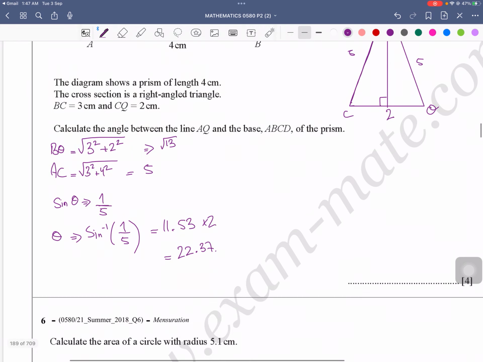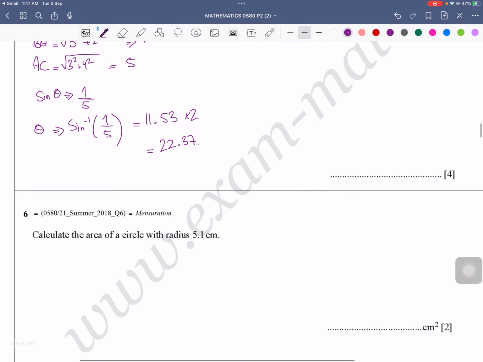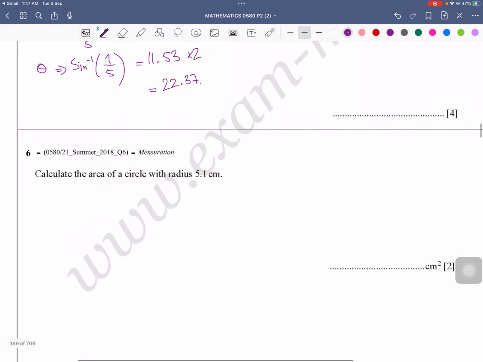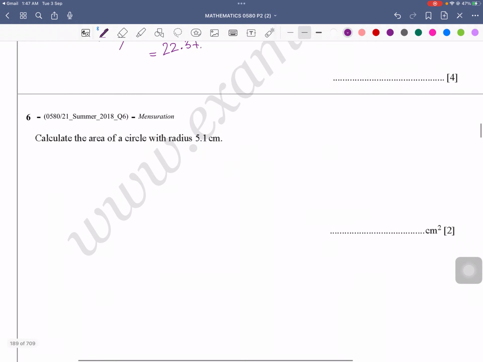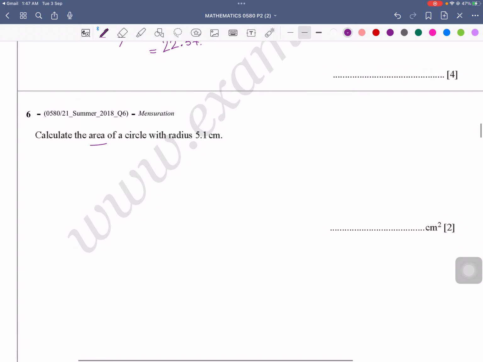Let's move on. We should write over here, of course, 22.37. Now we are getting to the part where we have to calculate the area of a circle with radius 5.1. The formula for the area of a circle is pi r squared, and the radius is 5.1, so 5.1 squared times pi, right? This is equal to 81.71.